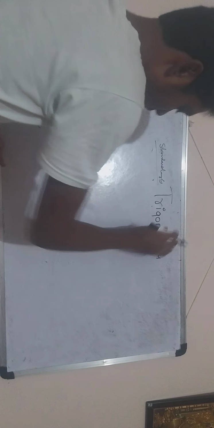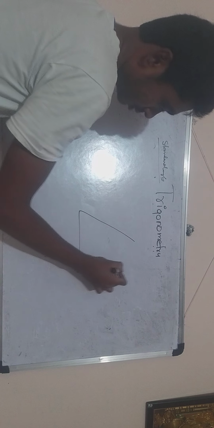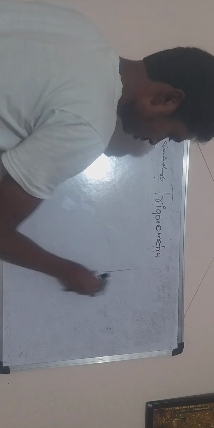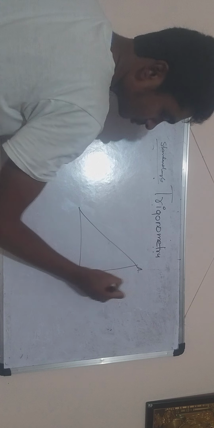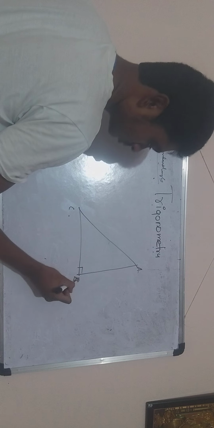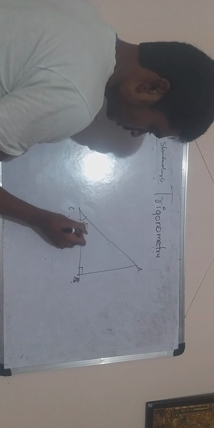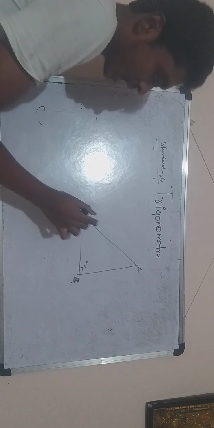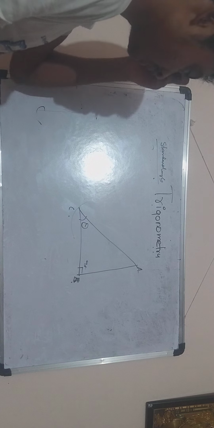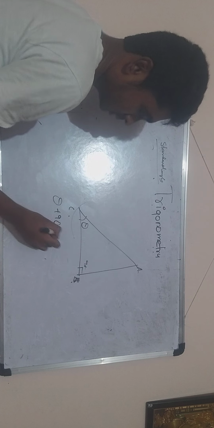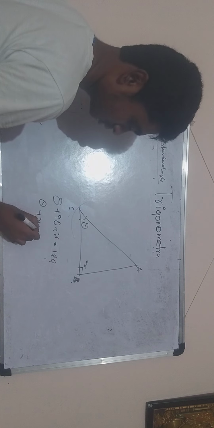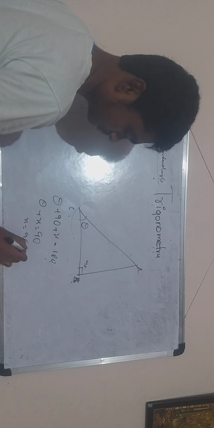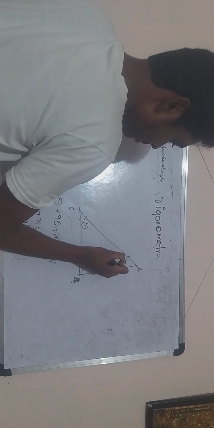So after learning this, we will learn the complementary rule of trigonometric ratios. If we take this as theta and this is the 90 degrees, so in order to have the three angles sum to 180, theta plus 90 plus x is equal to 180, then theta plus x is equal to 90, x equals 90 minus theta. So it's going to be 90 minus theta.